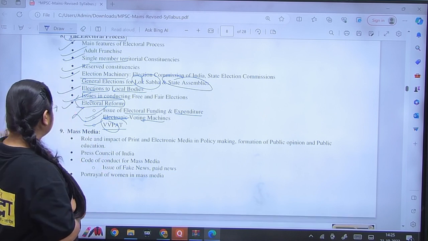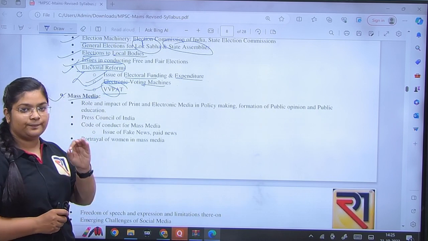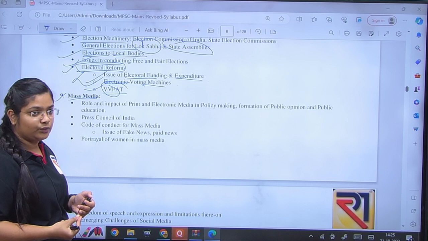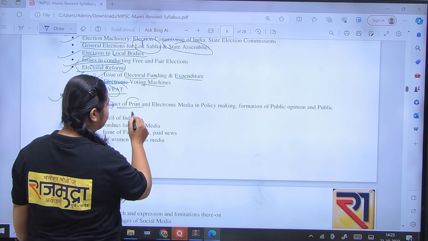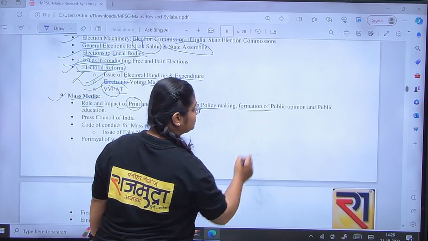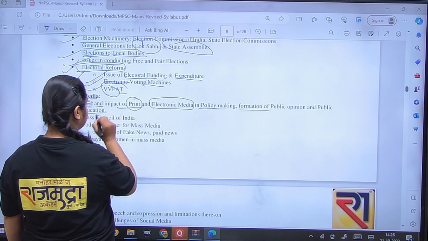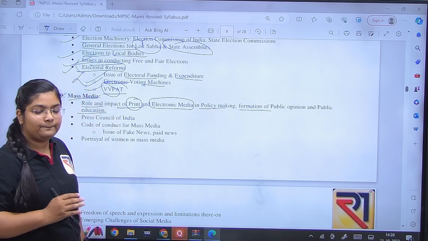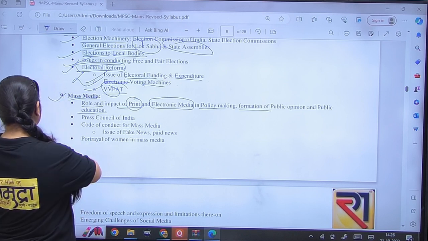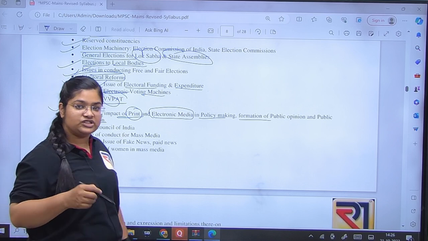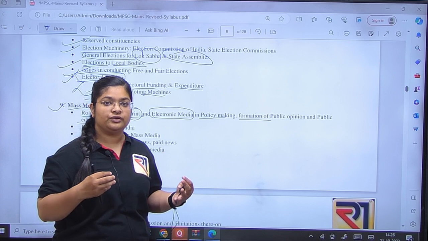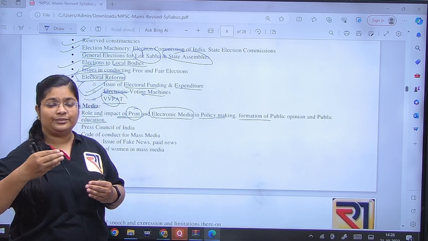Going on, the ninth point of our syllabus is mass media. Everybody knows the role of media. So the role and importance of print and electronic media in policy making, formation of public opinion and public education. Media plays a huge role in democracy and in every country. We often call media agenda setters, because they influence so much.